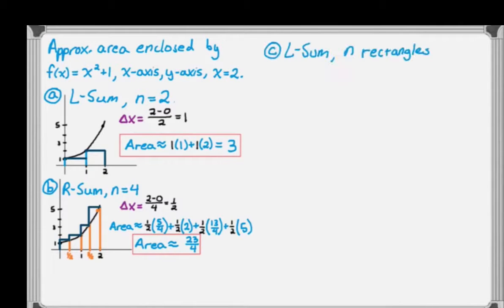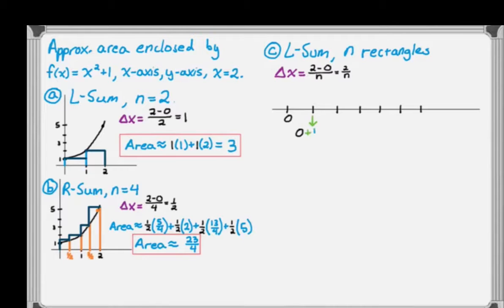Okay. The next question, I want to find a left sum, and I want to just use n rectangles, so not a particular number, just in general. So let's see what I can do. So delta x, again, will be 2 minus 0 over n this time, which is just 2 over n. And now let's see how we can break up the axis here. So I go from 0 out to 2, so that final one is actually 2.